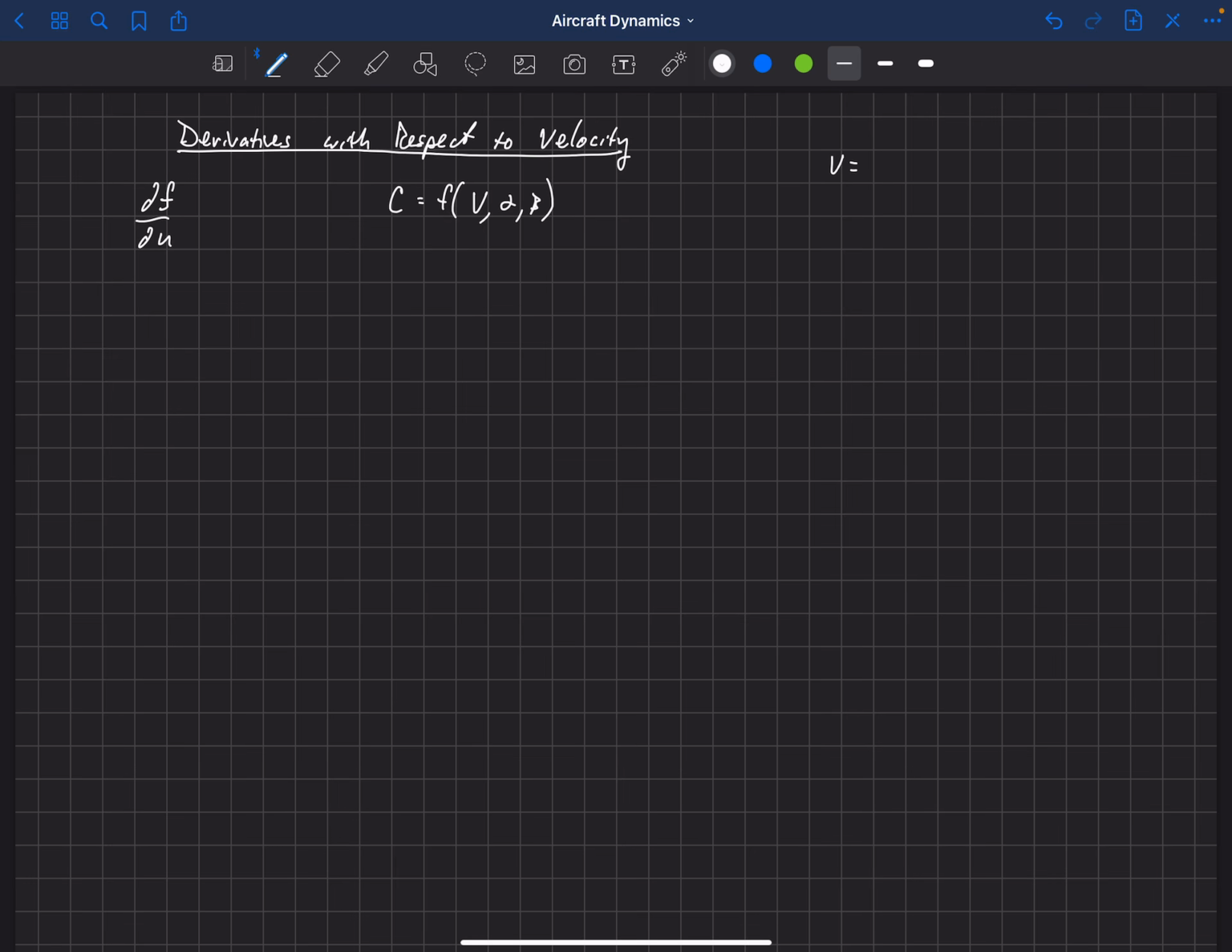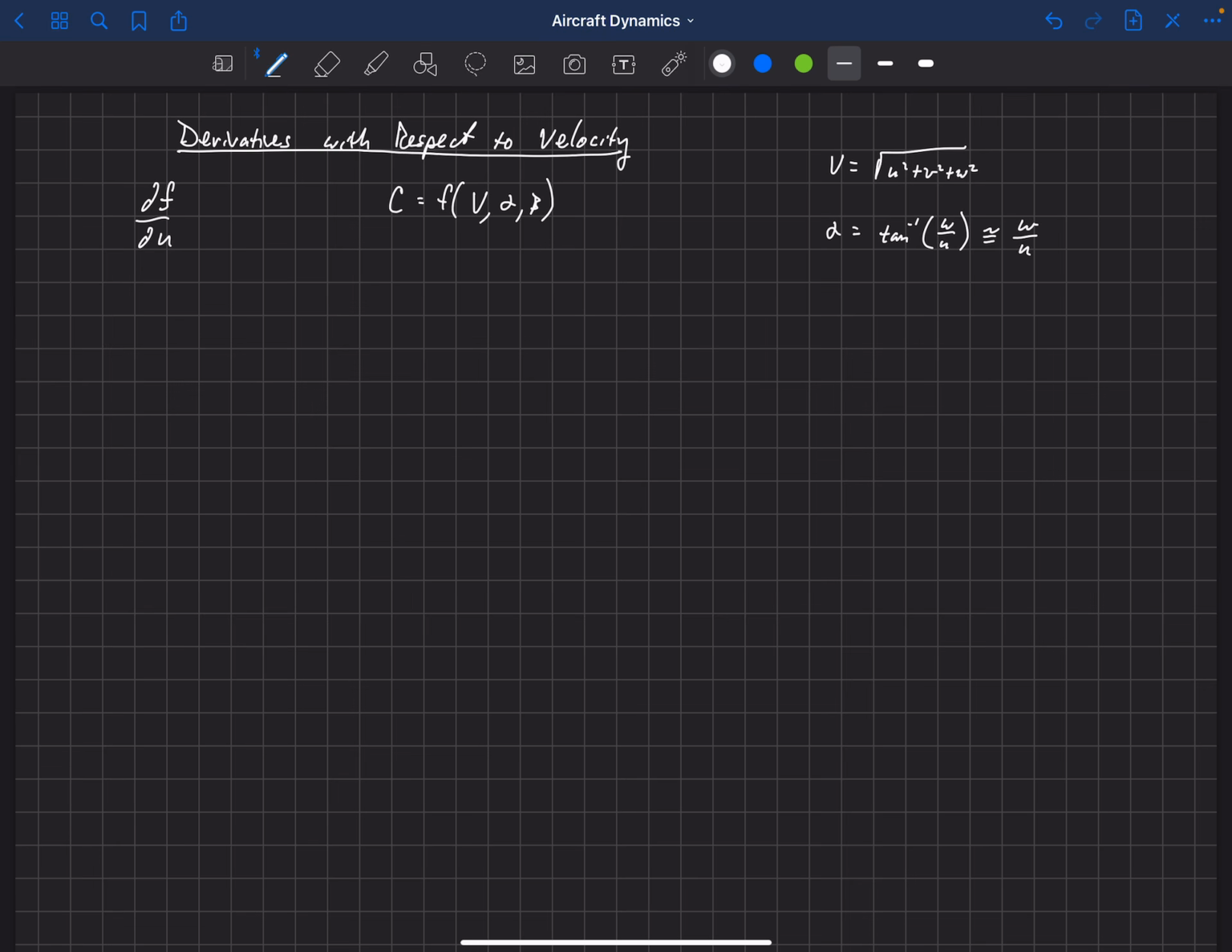So capital V is equal to the square root of u squared plus v squared plus w squared. Alpha is universally defined to be the arctangent of w over u. And we're actually going to use the small angle approximation for this, which is just w over u.